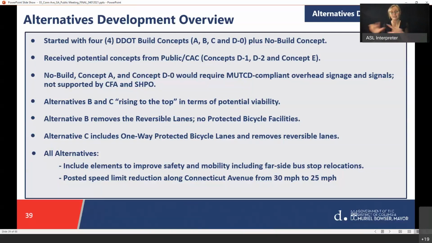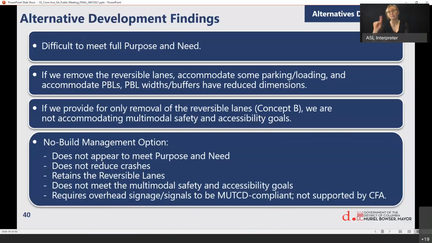Now, some of our findings is that it's difficult to meet the full purpose and need. If we remove the reversible lanes and accommodate some parking and loading and accommodate protected bicycle facilities, then the widths of the protected bicycle facilities and buffers would have to be reduced in dimension. If we provide for only the removal of reversible lanes, that's concept B, we are not accommodating multimodal and safety and accessibility goals.